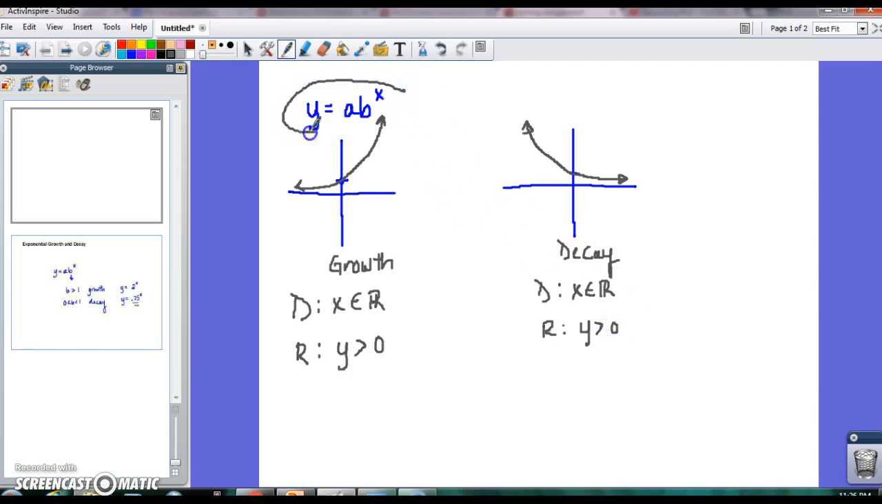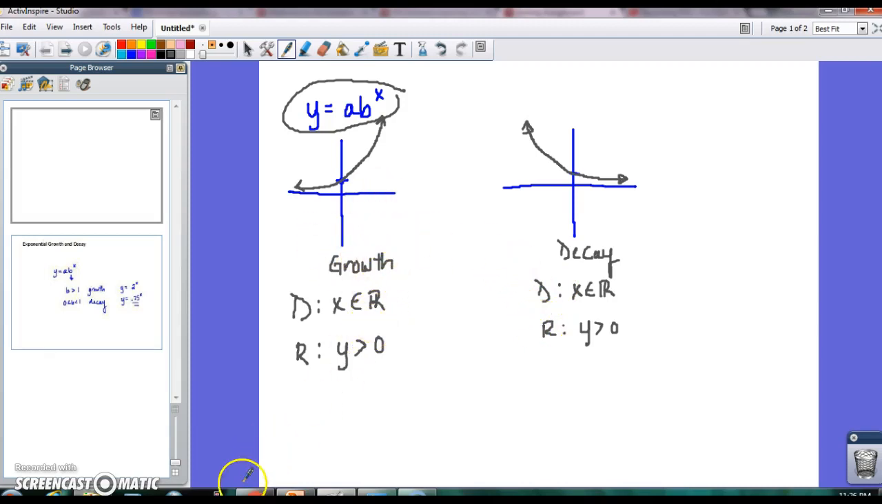This equation is the same for both growth and decay. It's just a matter of what that b value is. Remember, for growth, b is going to be greater than 1. For decay, b is going to be less than 1. So that's the idea behind those graphs.